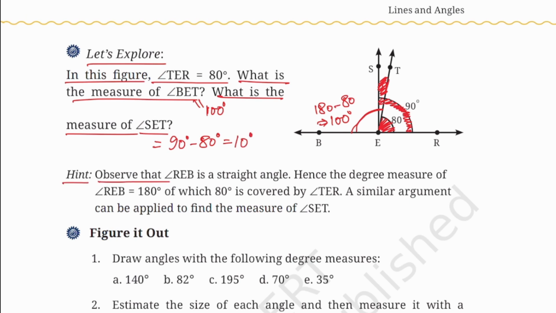Hint, observe that angle REB is a straight angle. Hence, the degree measure of angle REB is equal to 180 degree, of which 80 is covered by angle TER. A similar argument can be applied to find the measure of angle SET.